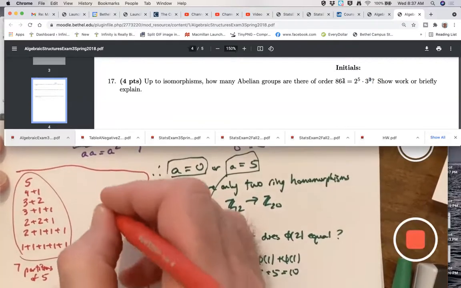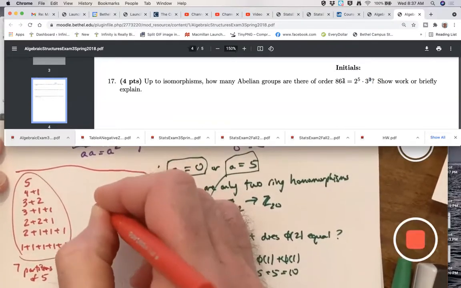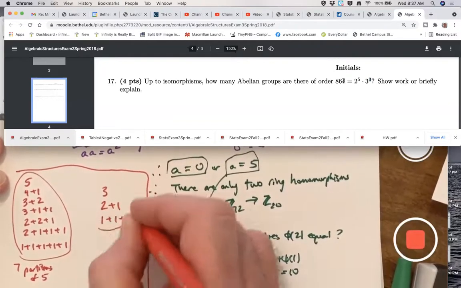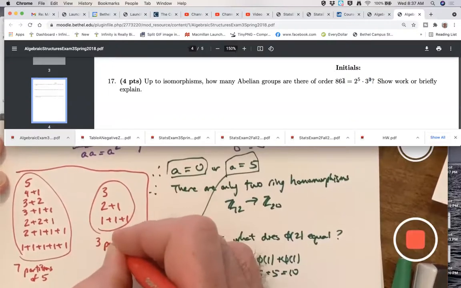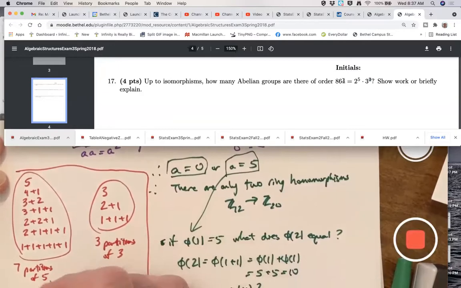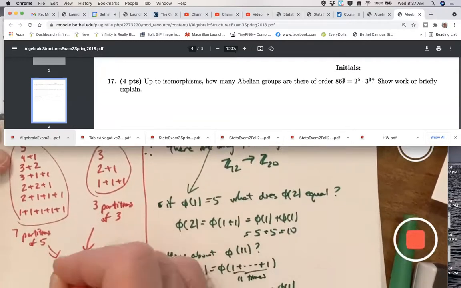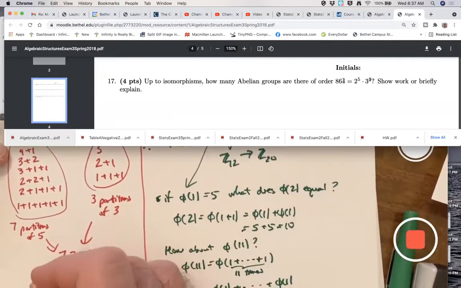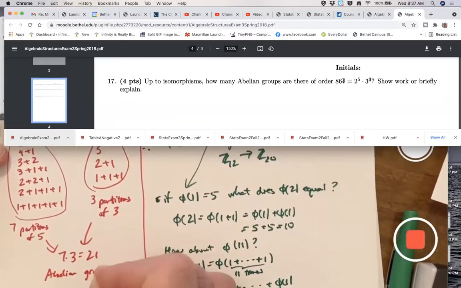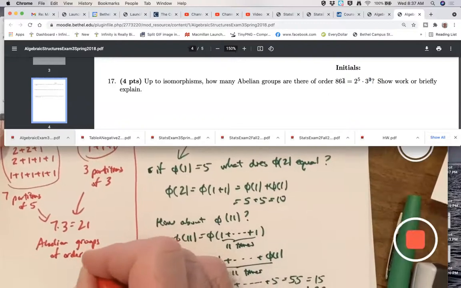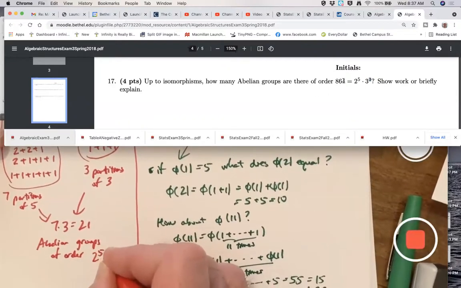With the other exponent 3, there are 3 partitions of 3. So altogether, you've got 7 times 3 equals 21 abelian groups of order 2 to the 5th times 3 cubed.